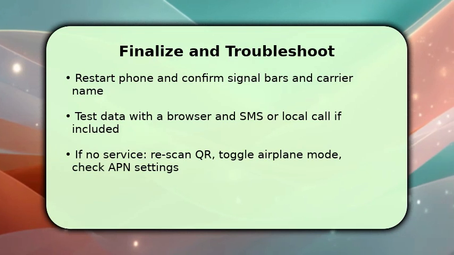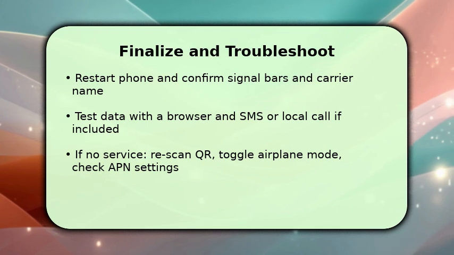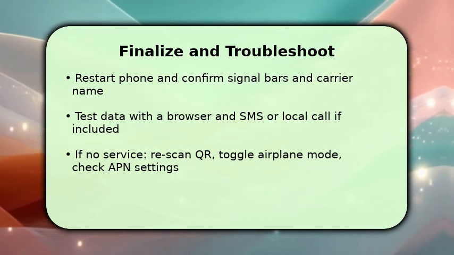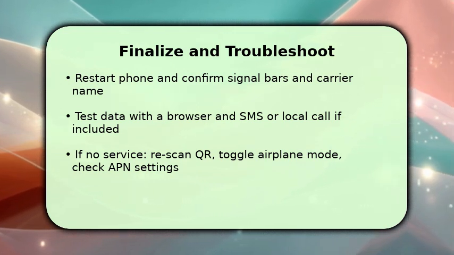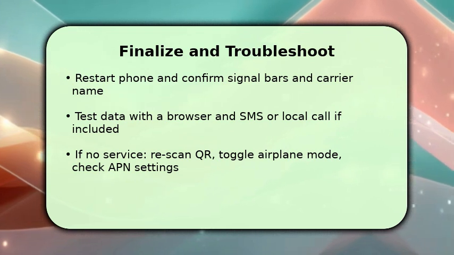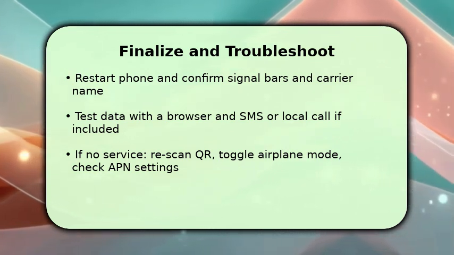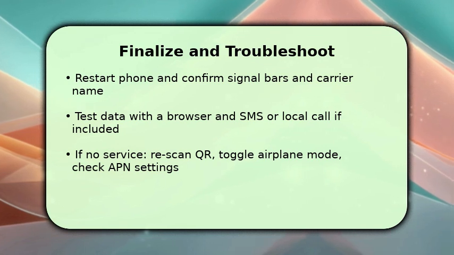You finish by restarting the phone and verifying that you see signal bars and the carrier name for the eSIM. Then test data by loading a web page, and if included, send an SMS or make a local call to confirm voice. If you don't get service, rescan the QR or re-enter the code, toggle airplane mode for 10 seconds, and check APN settings supplied by the eSIM seller.